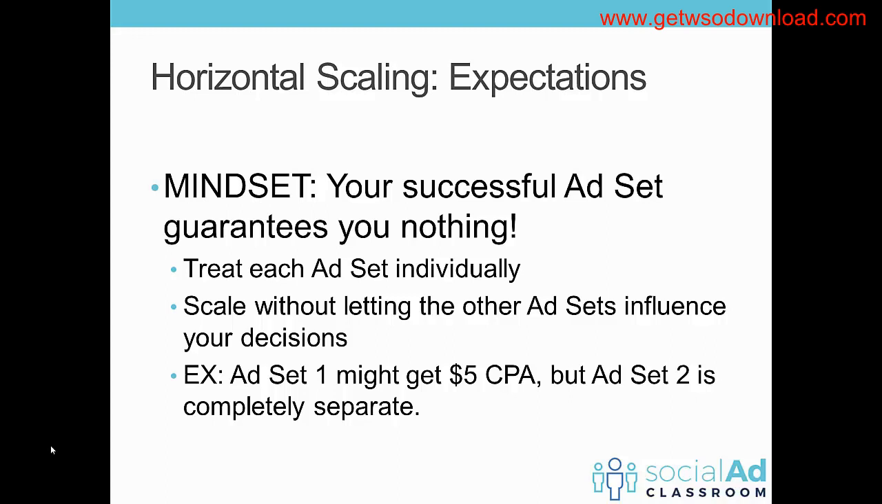So, let's say maybe on ad set 1 you're getting a $5 CPA and you're making a lot of money. On ad set 2 you can't seem to get under $25 CPA. Well, they're completely separate. Nothing from that first successful ad set guarantees you anything. So you want to be vigilant and not just spend money for 10, 20, 30 days on this ad just because the other one is working. Treat everything individually, cut it if it's not working, scale it only based on its own data, and don't let the data of other ad sets influence you. So that's horizontal scaling. You can see now how it ties directly into vertical scaling.